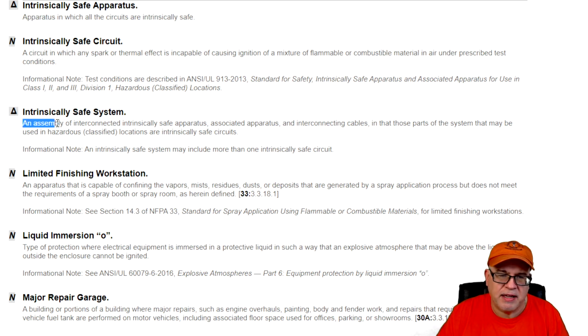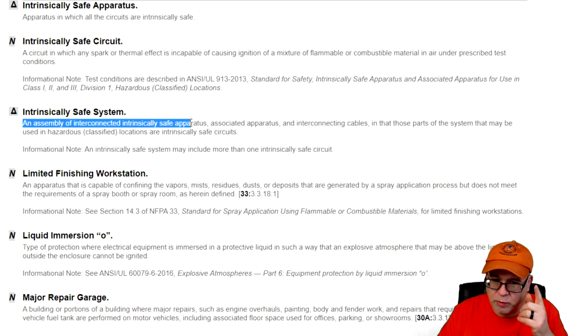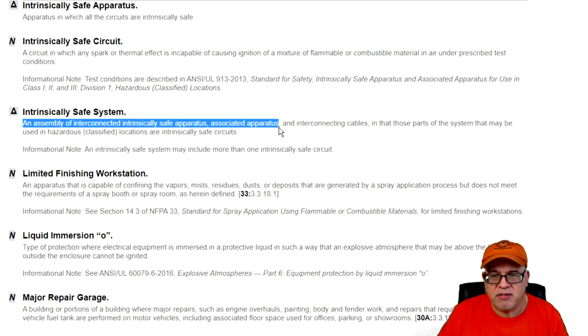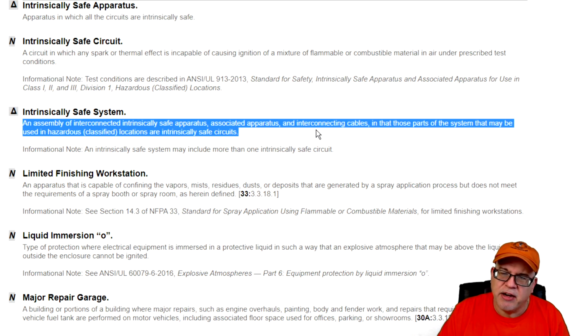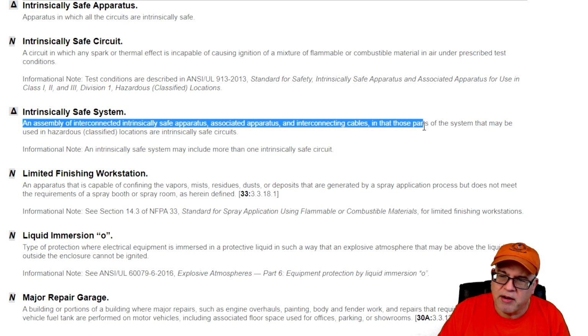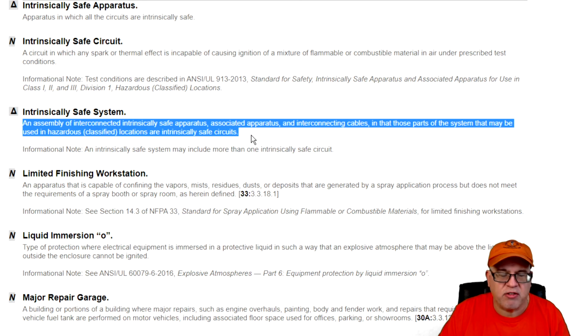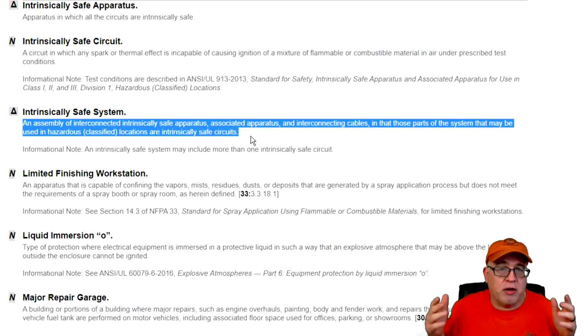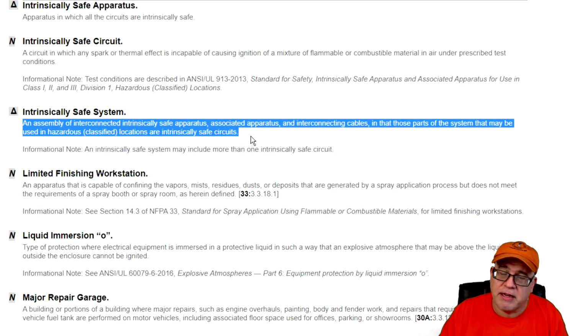It says an assembly of interconnected intrinsically safe apparatus, which we got a definition for, the associated apparatus, the part that holds the equipment and all that, and interconnecting cables, in that those parts of the system that may be used in hazardous locations are intrinsically safe circuits. So in a hazardous location where it permits intrinsically safe circuits, where it might allow you to do something that it wouldn't allow normal circuits to go, it allows intrinsically safe systems to be in there. It's made of intrinsically safe circuits, apparatus, and all components that are permitted by the hazardous location to be there. You see what I'm saying?